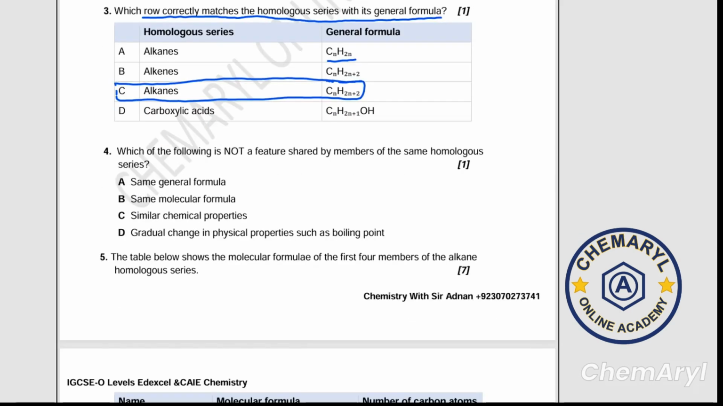Next one, question number 4. Which of the following is not a feature shared by members of the same homologous series? Same general formula, same molecular formula, similar chemical properties, gradual change in physical properties such as boiling point. The correct option is same molecular formula. All the members of a homologous series do not have the same molecular formula.